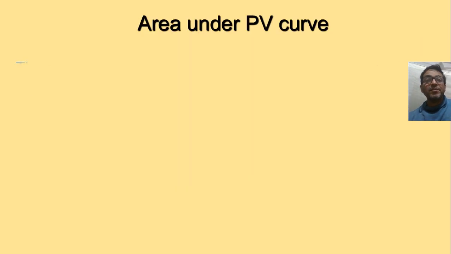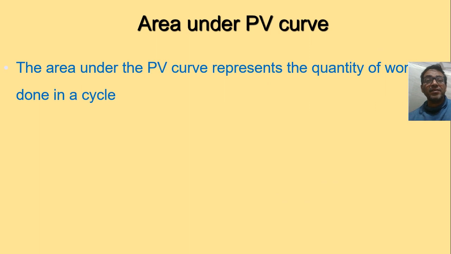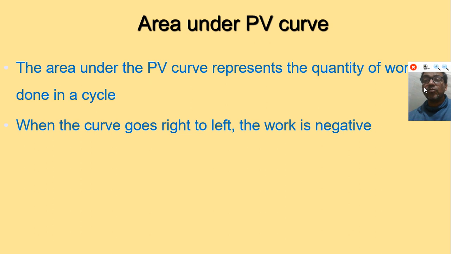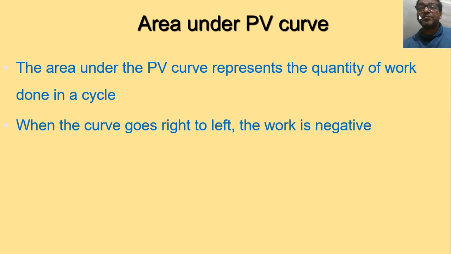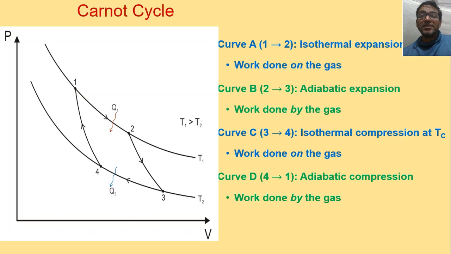Now, area under the PV curve. What is the area? The area under the PV curve represents the quantity of the work done in a cycle. So work done in a cycle means what? You can see that the area under the PV curve represents the quantity of the work done in a cycle. This is a cycle which we discussed here. It is a cycle, right? This 1 to 2, 2 to 3, 3 to 4, 4 to 1.